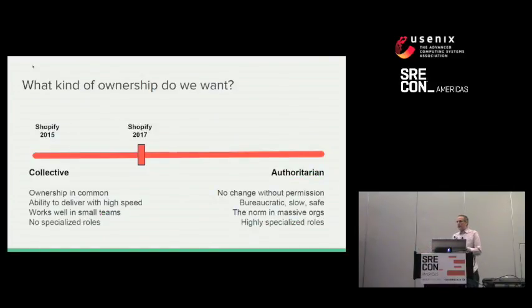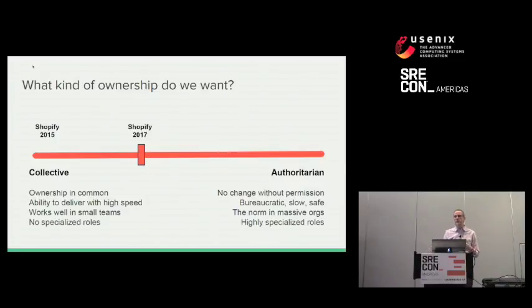So we really thought about this carefully, because if you think of ownership of software as a spectrum, you have collective ownership on the far left, like the startup world of everyone just jumps in and does whatever they need to get done. And then at the far end, there's the authoritarian kind of model that you tend to see in large organizations, where it's very strictly defined who can touch this thing, and you probably can't even see the source code for it if you're not on that team, that kind of thing.